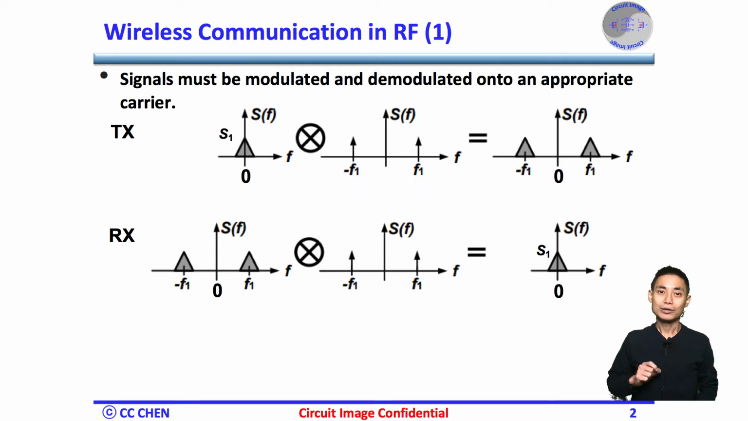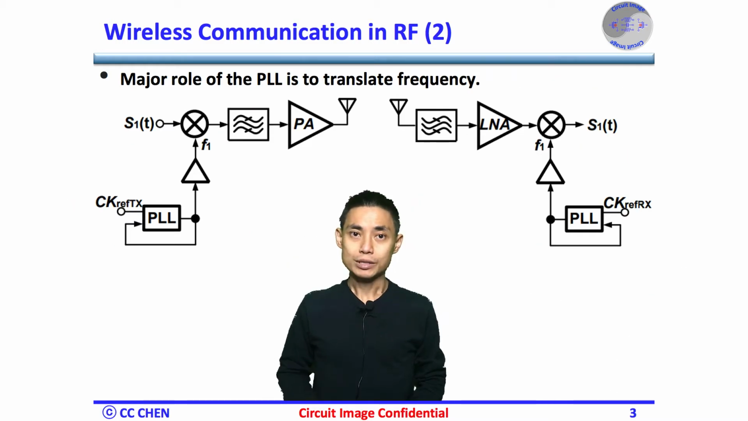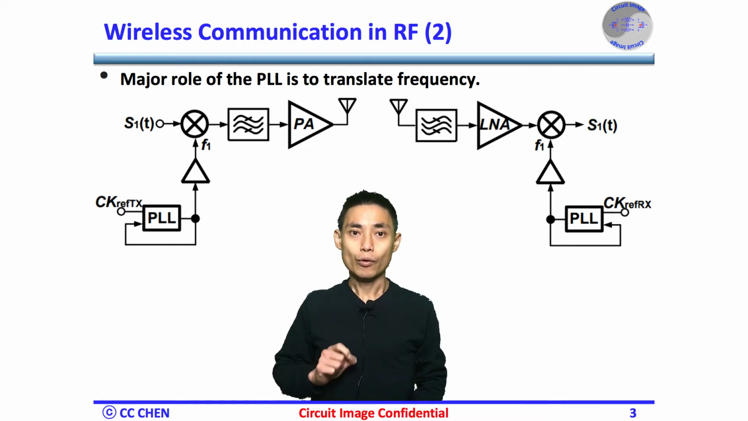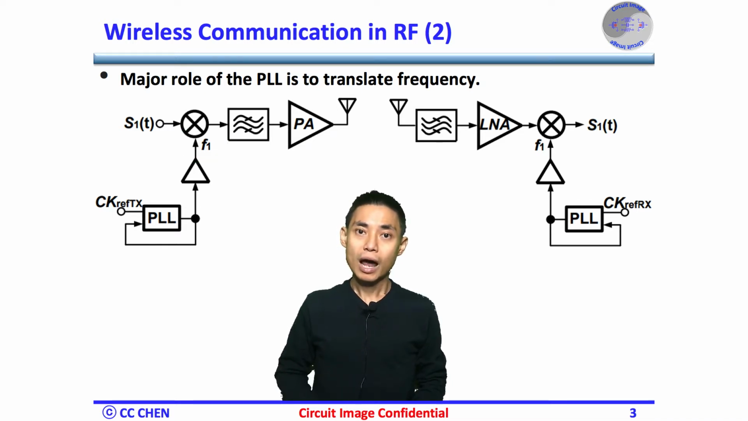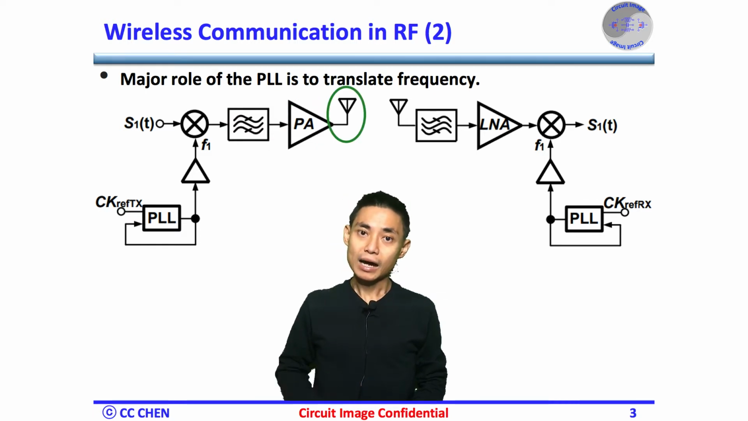On the other hand, at a receiver, the signals must be downconverted to the frequency around DC, which is the baseband signal S1. For the transmitter circuit image, the baseband signal S1 of t would be modulated or upconverted with the carrier frequency F1 through the PLL's output clock source. Then, the upconverted signal would be passed through the bandpass filter and amplified by the power amplifier. Finally, the modulated signal is sent through the antenna.